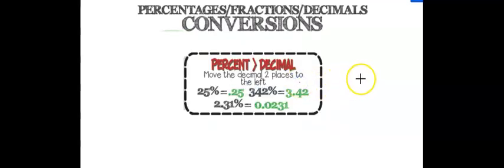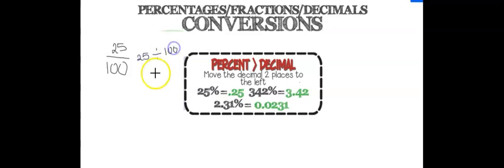Okay, this is our final set. We have percents to decimals. If you're given a percent, you simply are going to divide your percent by 100, because remember, 25% is 25 over 100. That means 25 divided by 100. So it would look like this with long division. 25 in the house, 100 at the door.